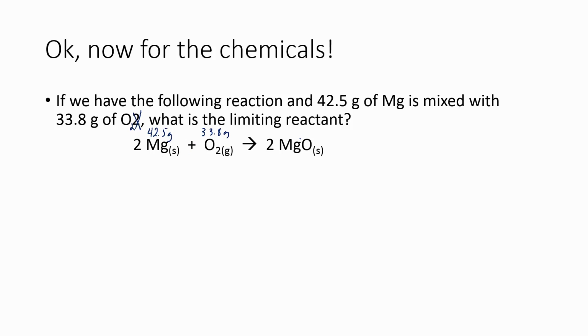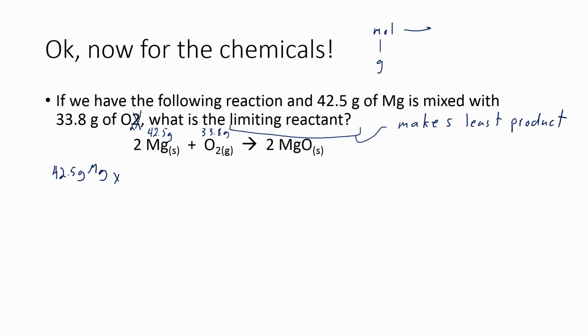makes the least amount of product. Right? Limiting reactant makes the least amount of product. So in this case, let's find that out. 42.5 grams of magnesium. Let's see how much of the product we make. But to do that, we go from grams to moles. All right, remember our flow chart? Right. So we're in grams, so grams to moles, moles to moles.